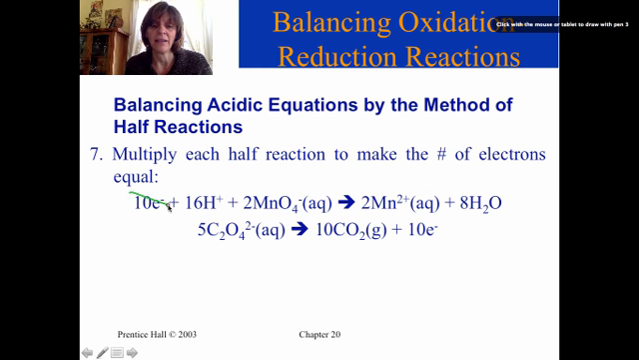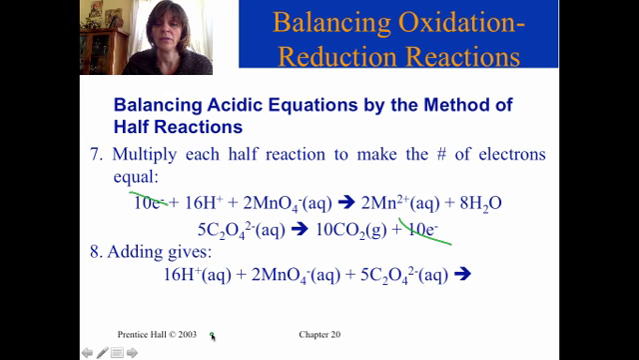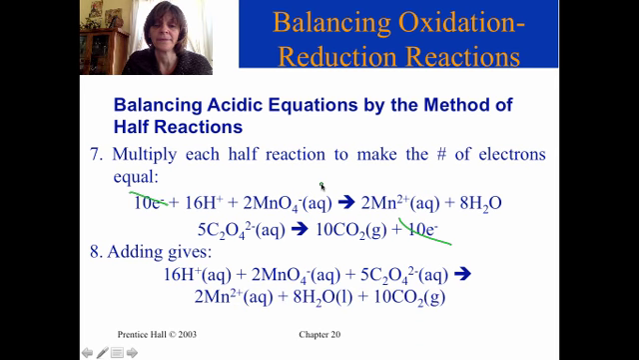Now we can see that the electrons will cancel out and we can put them together into our overall balanced equation. That wasn't too bad, huh? Again, you don't have to do it in the order in which I did it. It works if you start with the electrons and then add in the oxygens and hydrogens. It works the way I just showed you.